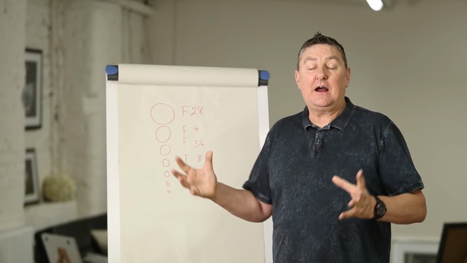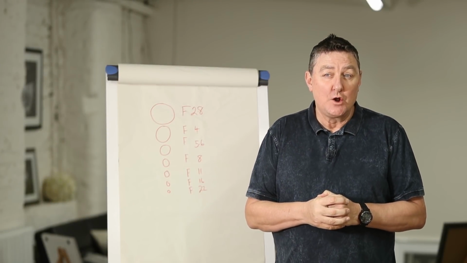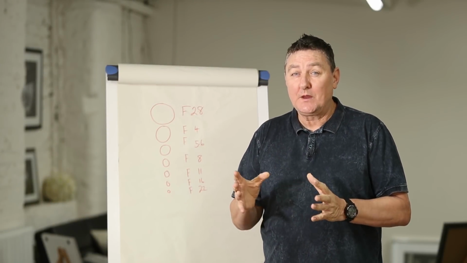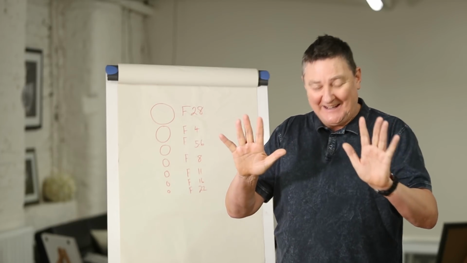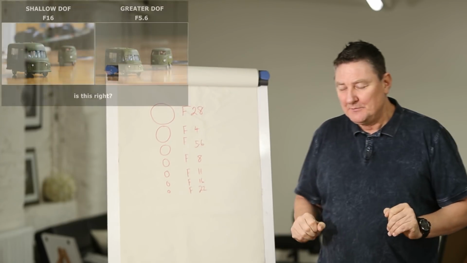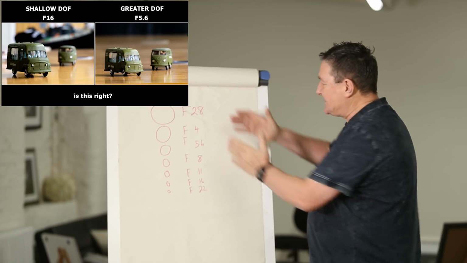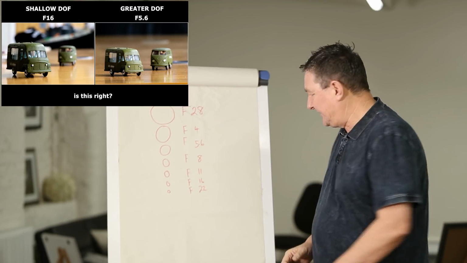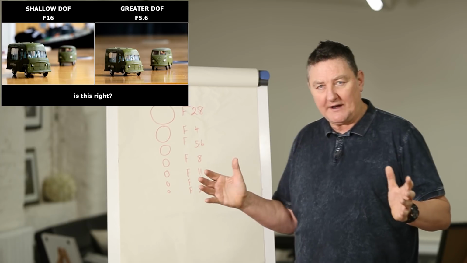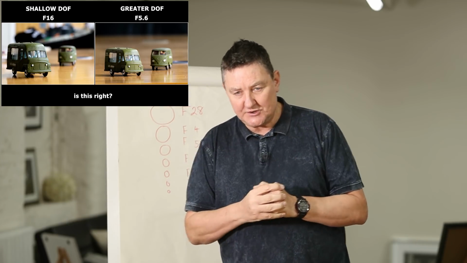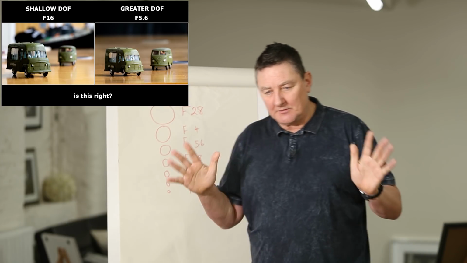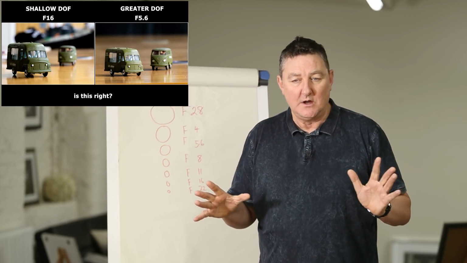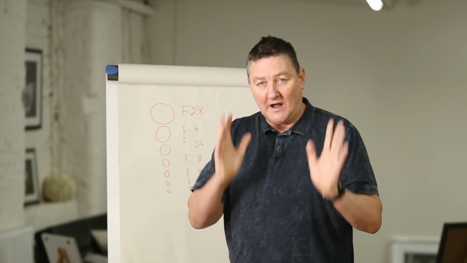Now that we've covered how your aperture works, you're probably slightly confused by these 2 pictures. Let's put these 2 pictures back up again. Because I clearly said that a small number creates a shallow depth of field and a big number creates a much larger depth of field. So surely I must have got these pictures the wrong way around, or the settings the wrong way around. Well, look, I haven't.